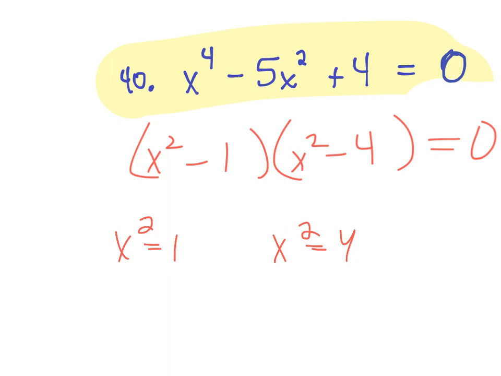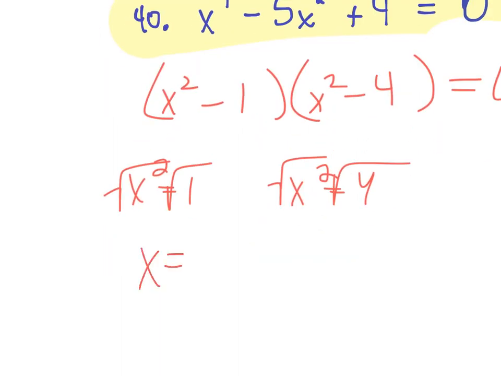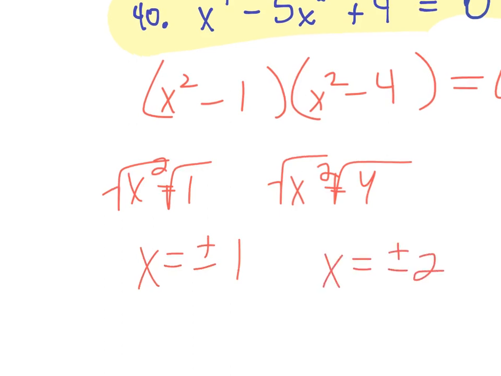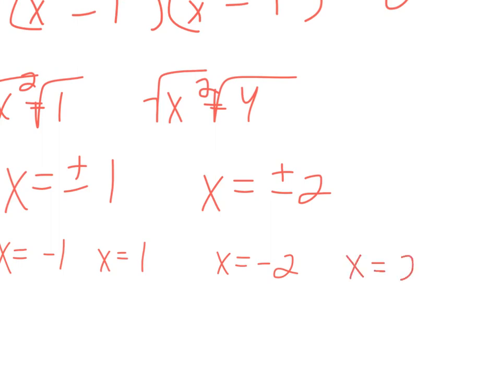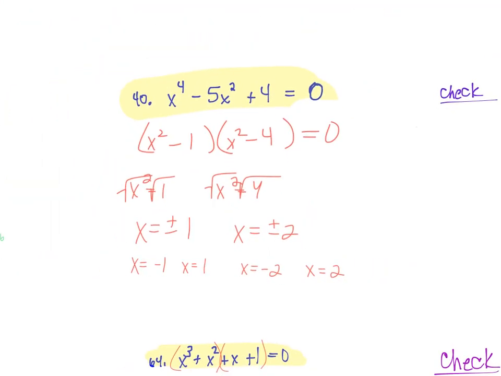Since there's a minus in front, what's going to happen when I square root both sides? I have x equals what? X equals plus or minus 1, and x equals plus or minus 2. So in this case, I have x equals negative 1, x equals positive 1, x equals negative 2, x equals positive 2. How many solutions did I get? 4. How many checks do I have to do? 4. So you would come over here.